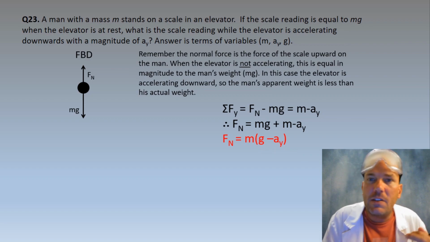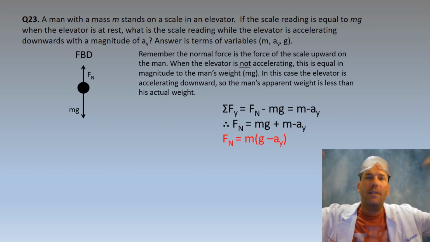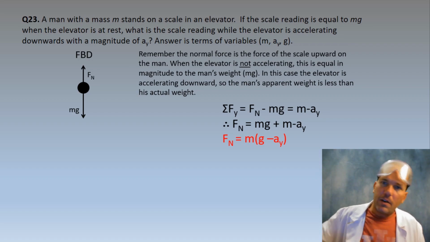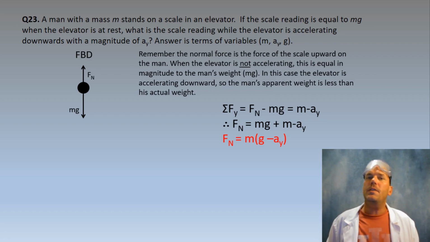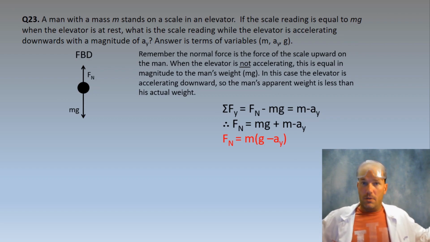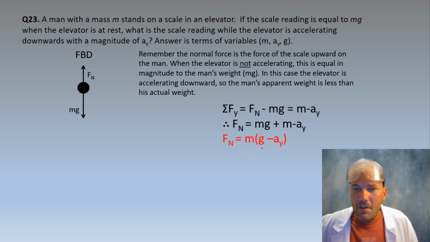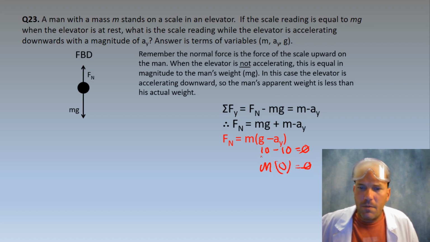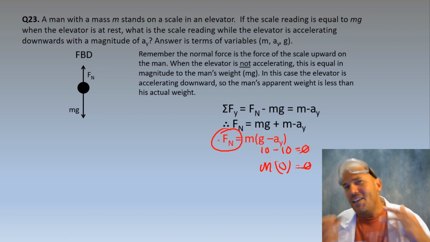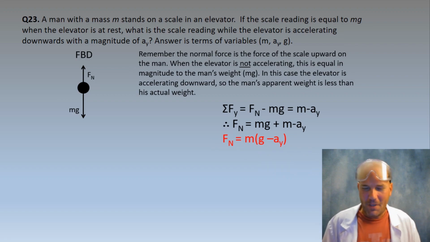Guys, think about it. Seriously, if you are in an elevator or anything and you are in free fall, it's weightless, right? You are accelerating down toward Earth at such a high rate that you feel weightless. You're in free fall, okay? So that would be where we would have here 10 minus 10 equals 0. Therefore, mass times 0 equals 0, and force normal, or apparent weight, equals 0. You look down at the scale, it says 0, okay?